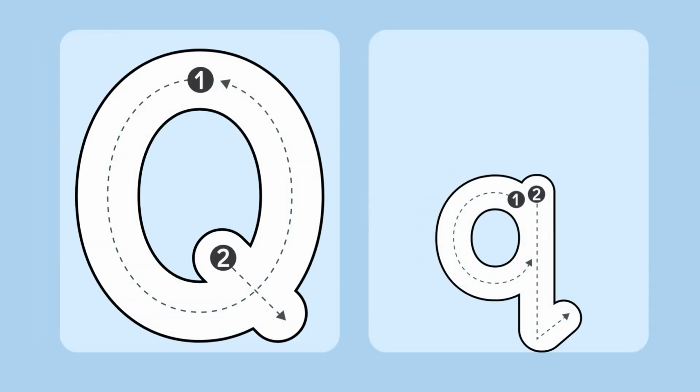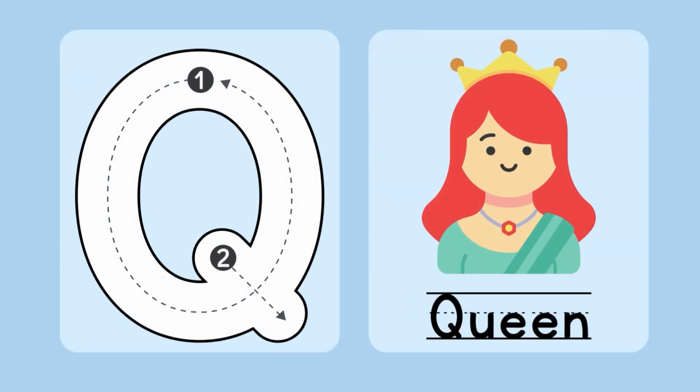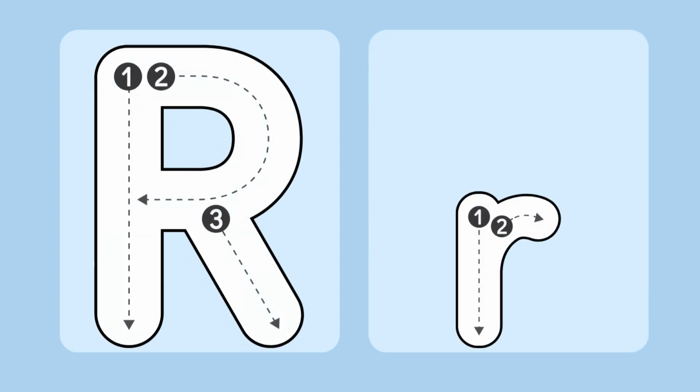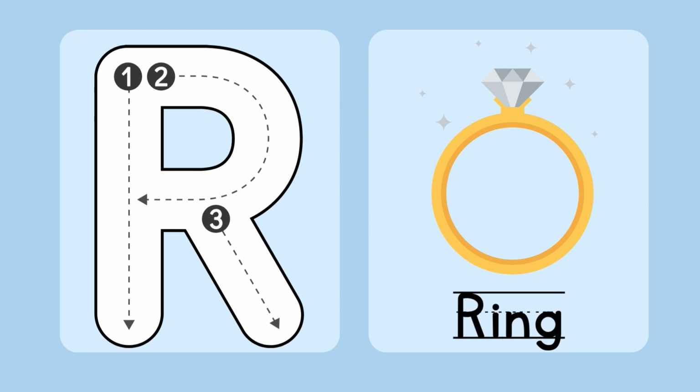Follow the number to write the letter. Q for queen. Follow the number to write the letter. R for ring.